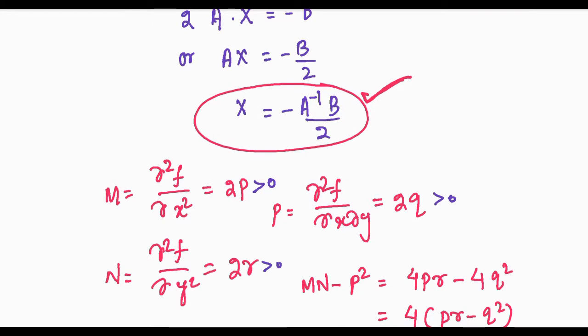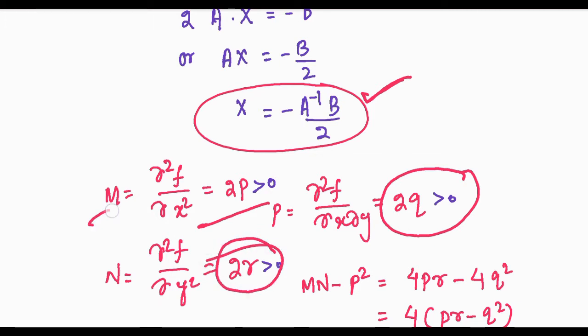To prove that it is a minimum, we have to go further. Suppose m is equal to del square f by del x square, which is equal to 2p, derivative of that one. Again I have done that, it is equal to 2p, which is greater than 0, because in the question it is given that A is a symmetric positive definite matrix. That means P, Q, and R are all positive elements. So 2P will be a positive value. Similarly here 2Q will be a positive value and 2R also will be a positive value.